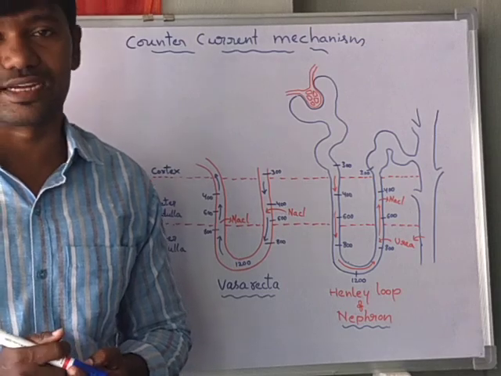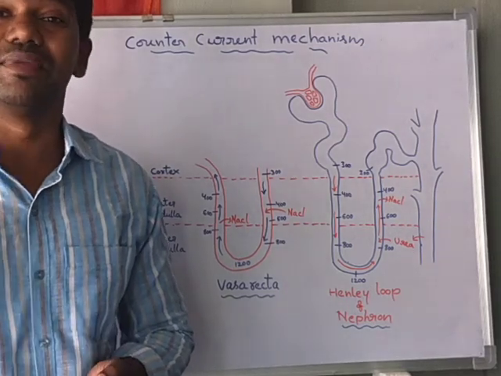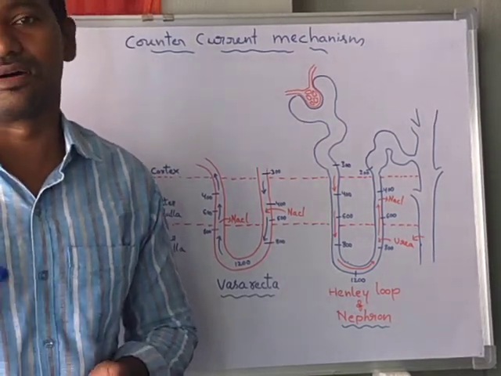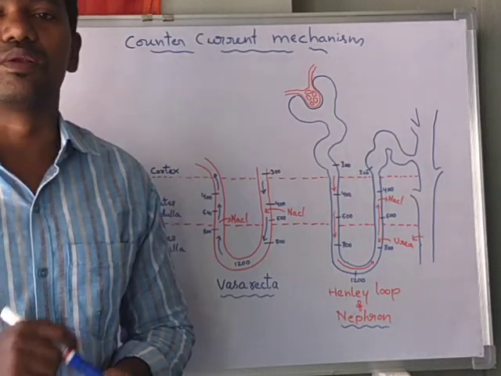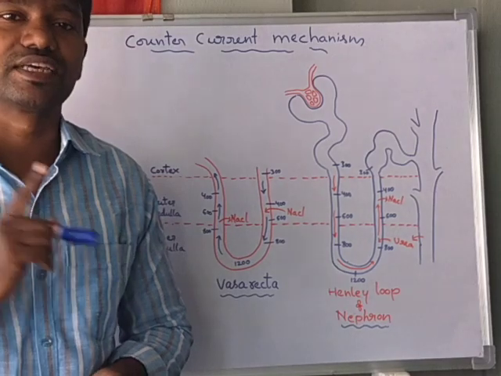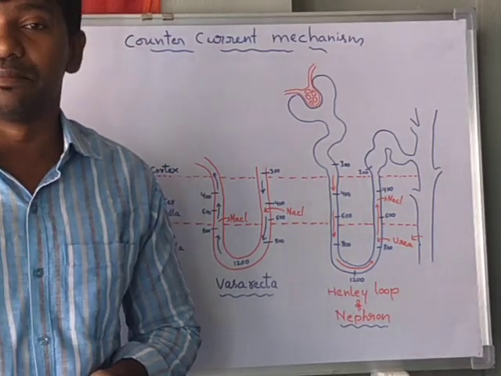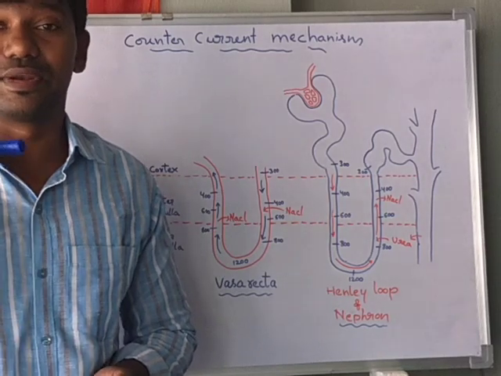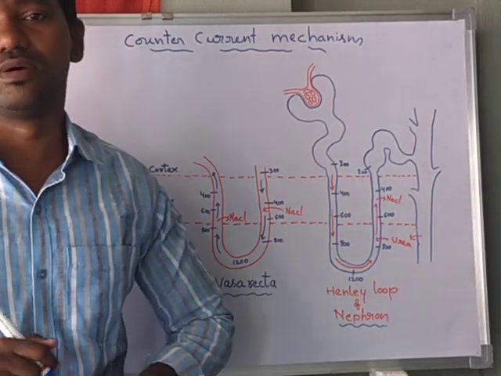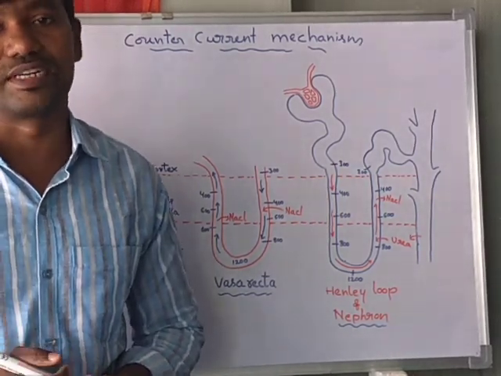and the vasa recta both play a main key role in maintaining the concentrated urine. So one is the loop of Henle and the other is the vasa recta. Both maintain the concentrated urine. They play a key role in the formation of concentrated urine.